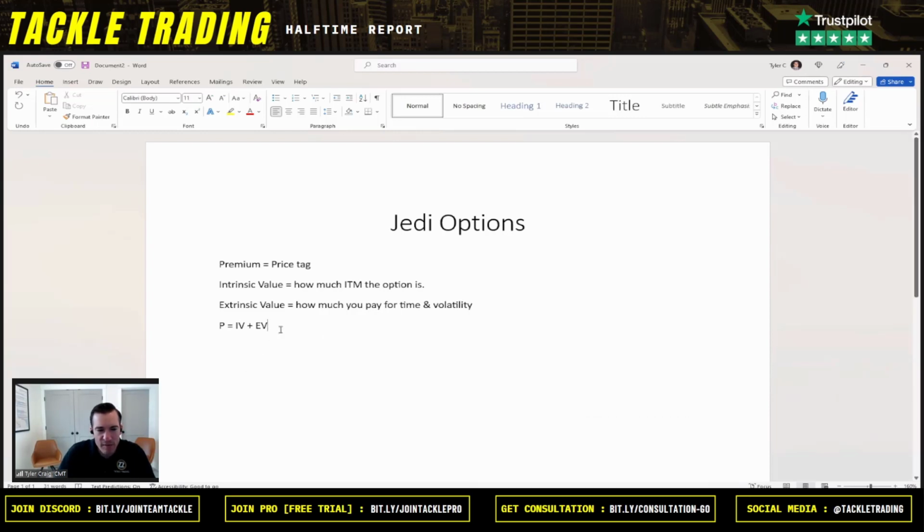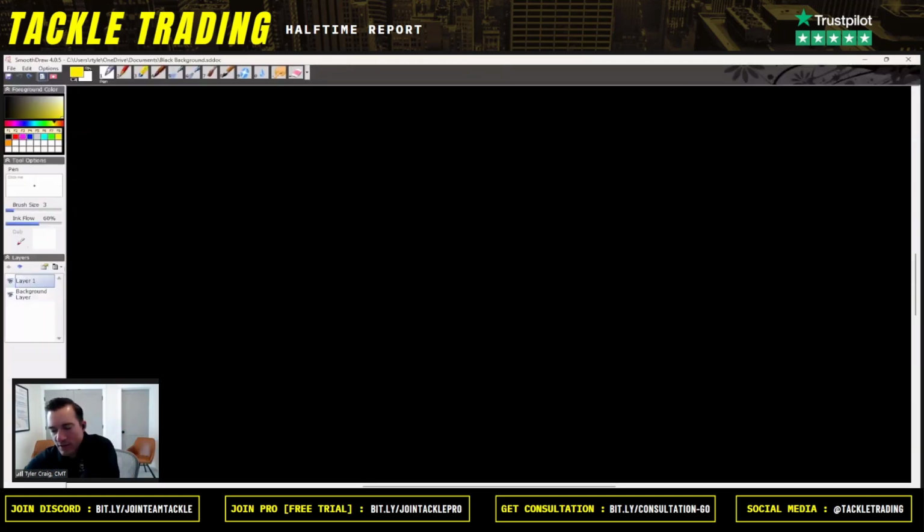And so if you think about this P equals IV plus EV, this is where I like to draw a little picture here. And let's assume, again, that we're talking about call options because these are the most intuitive. Say I've got a stock trading for $100. And I'm going to look at this, what is it, April, let's say May, let's go to June. I've got a June 95 call option, okay?